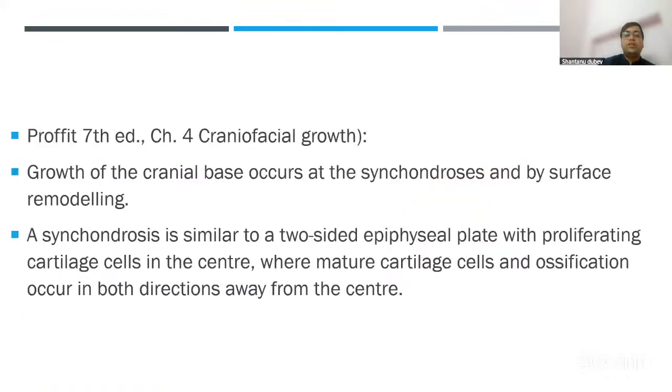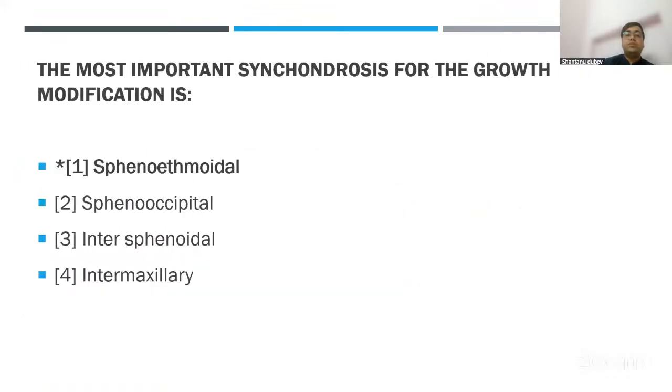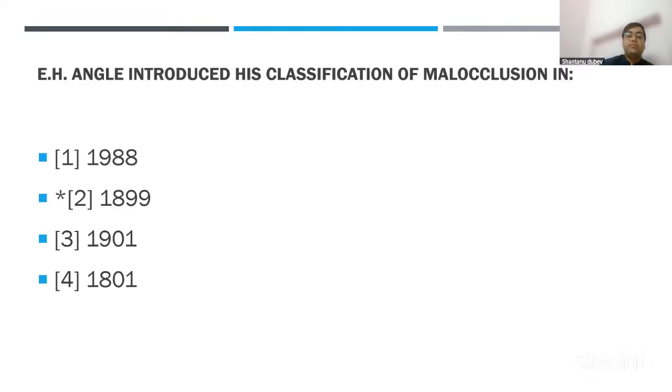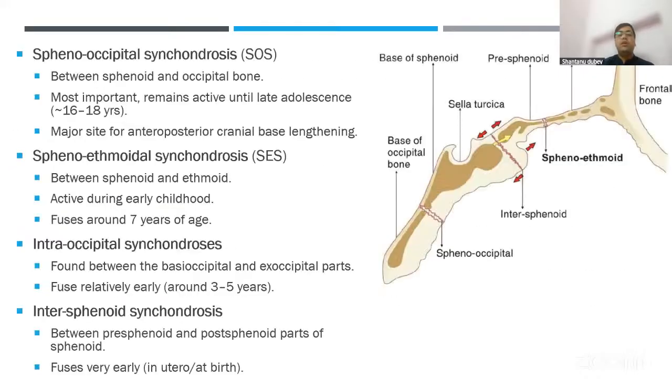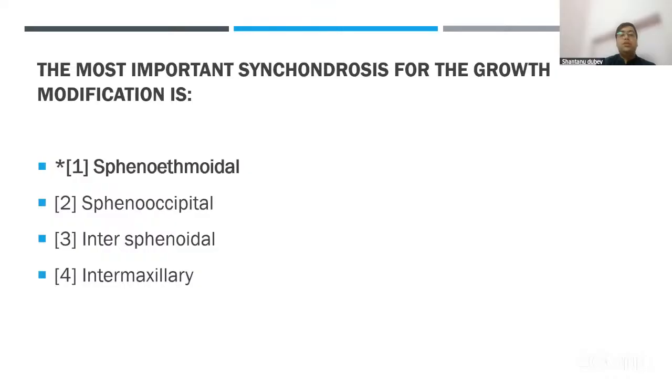So the question is, which is the most important synchondrosis for growth modification? Well, we can always go for spheno-ethmoidal if they are talking about the anterior part or the maxilla. For this, the answer that they gave was spheno-ethmoidal, so I'm taking that into consideration.